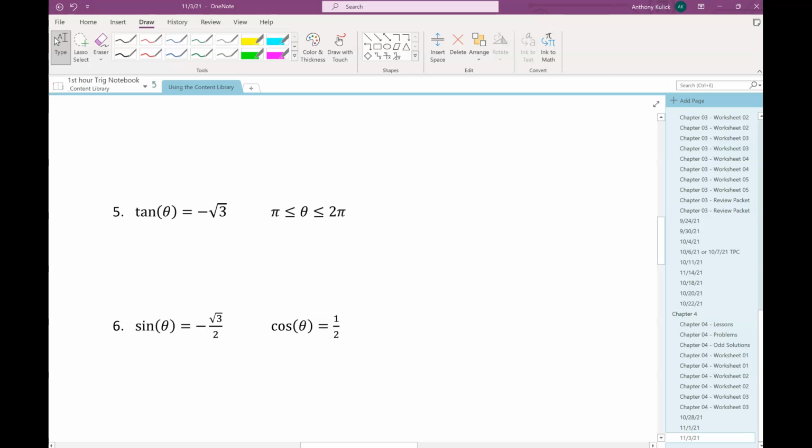So I'm going to start kind of the same way. I'm going to start by figuring out what quadrant my answer is in. So here I notice that theta is positive.